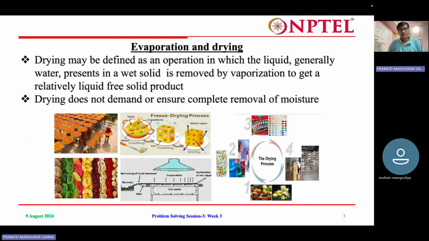So first, what is drying? Drying is an operation in which the liquid, generally water, present in a wet solid, is removed by vaporization to get a relatively liquid-free solid product. Drying does not demand or ensure the complete removal of the moisture. Drying is involved in various processes, for example in foodstuffs.